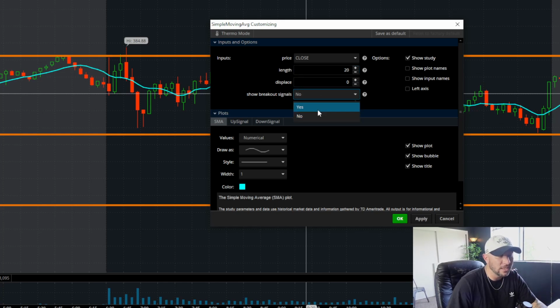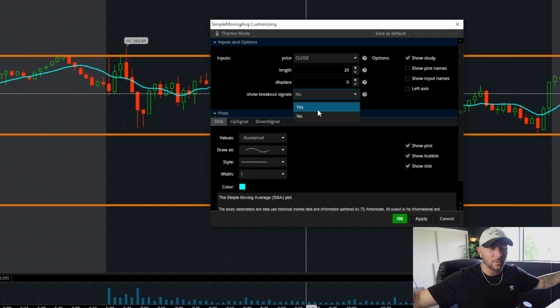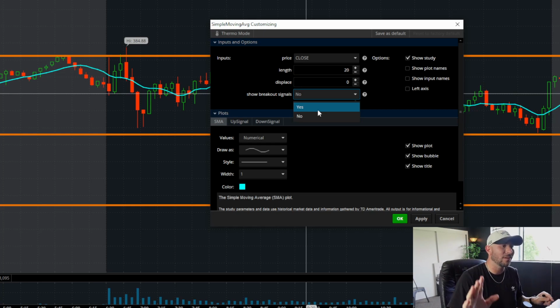Now, again, some of you guys have asked me, how exactly do I show breakout signals if you're trading on another platform? I don't know. I've been trading on Thinkorswim now for over 6 or 7 years. This is the only platform that I really know how to use besides TradingView, and I don't think TradingView really has it. But again, correct me if I'm wrong, they might.